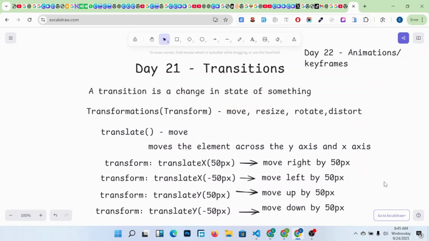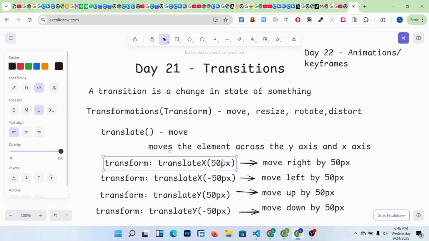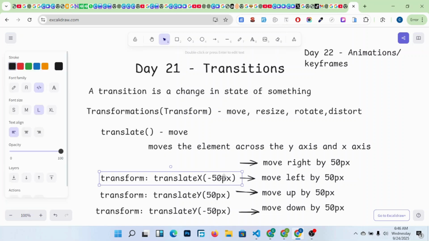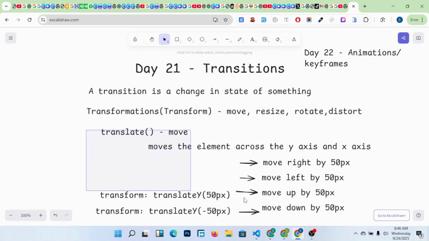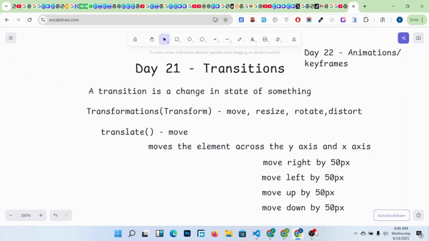Guys, do you have any questions here? Members, do you have any questions? Okay, you have understood this very well. Transform, translate. This is good. We can now remove this.